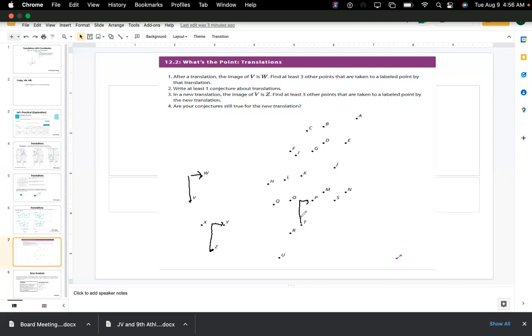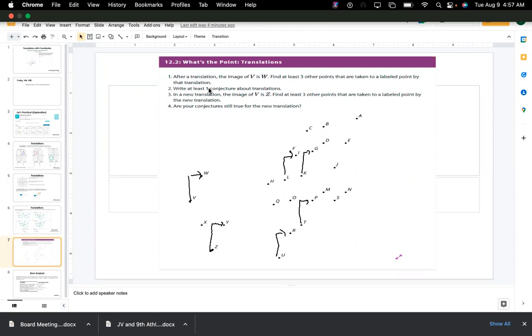Okay, see if you can label any others. There are a couple more that are in here somewhere. Like K to G and I maybe, and U to R. Okay, you just want it to be about the same distance.